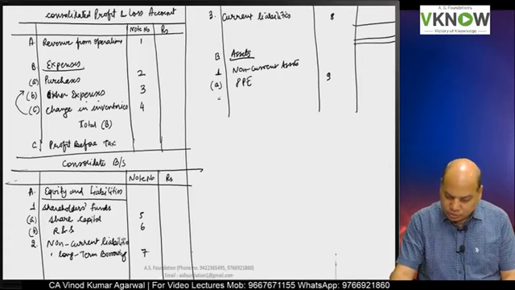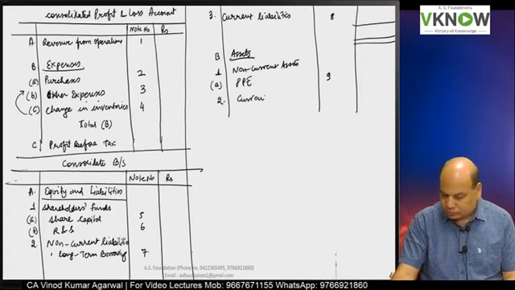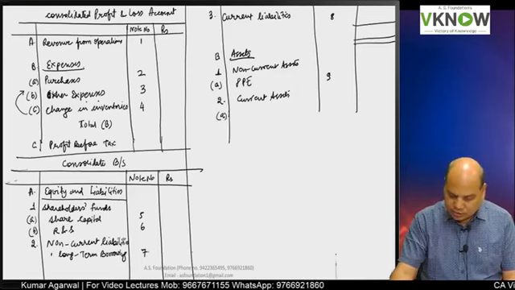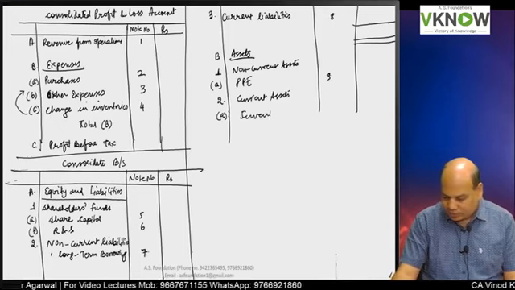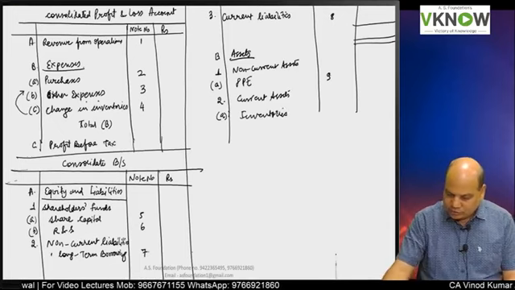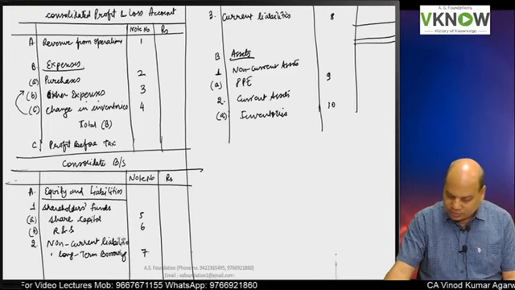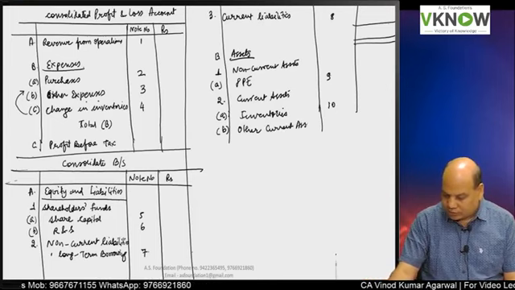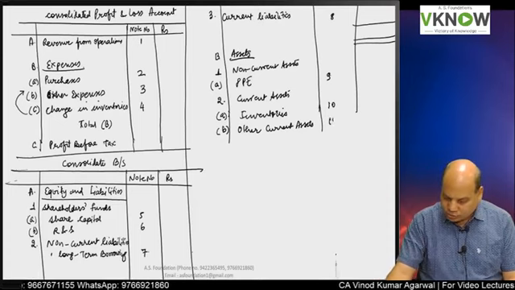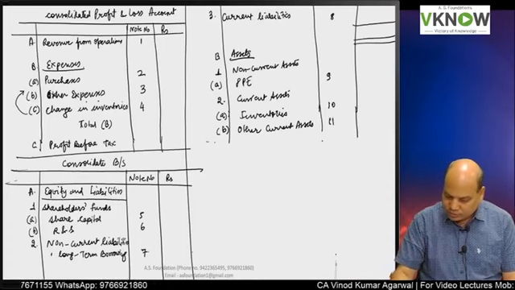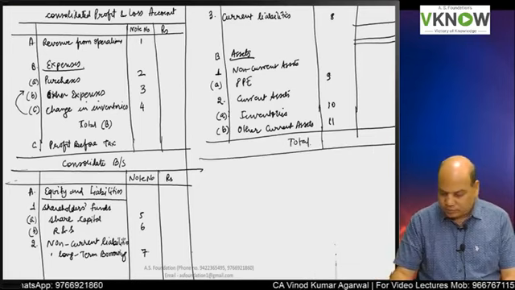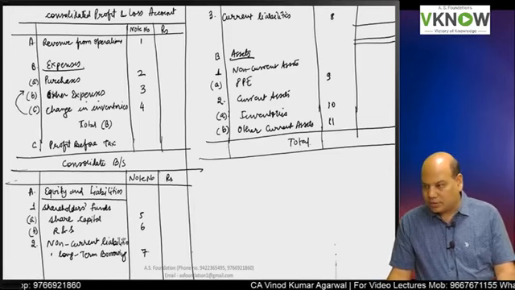Then point number 2, write down current assets. Under current asset, write down A, inventories, which is note number 10, and B, other current assets, which is note number 11, and then we'll take the total. So these are my formats.